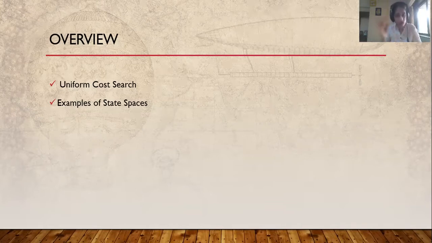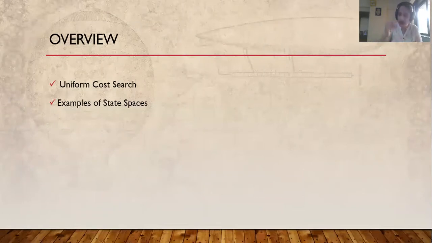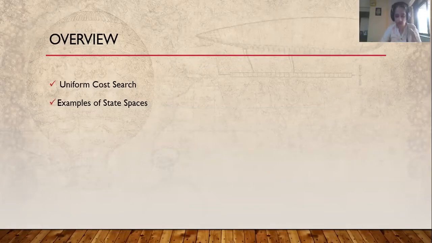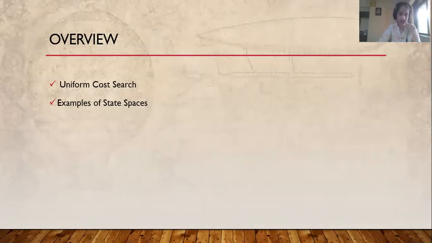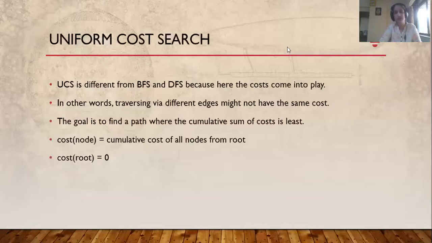But on the contrary, if to transit from one state to another state the cost taken is more, if there is a difference in cost, then that is the case of what we call uniform cost search. So students, with this note, with this initial description, we start looking at what exactly we mean by uniform cost search. Uniform cost search is different from breadth first search and depth first search, because here the costs come into play. In other words, traversing via different edges might not have the same cost. So that's what we just said, that when we traverse different edges or different states, the cost is not the same.